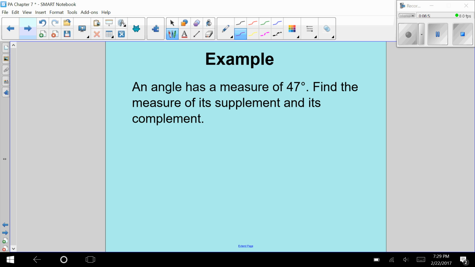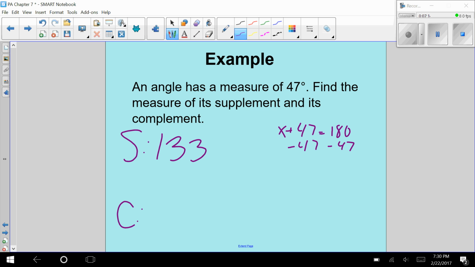Try this one. An angle has a measure of 47 degrees. Find the measure of its supplement and its complement. All right, we'll start with an S and a C. For the supplement, we take x plus 47 equals 180. Subtract 47 off of both sides. X will equal 133. So the supplement is 133 degrees. For the complement, y plus 47 should equal 90. Subtract 47 off of both sides. And our complement is 43 degrees.